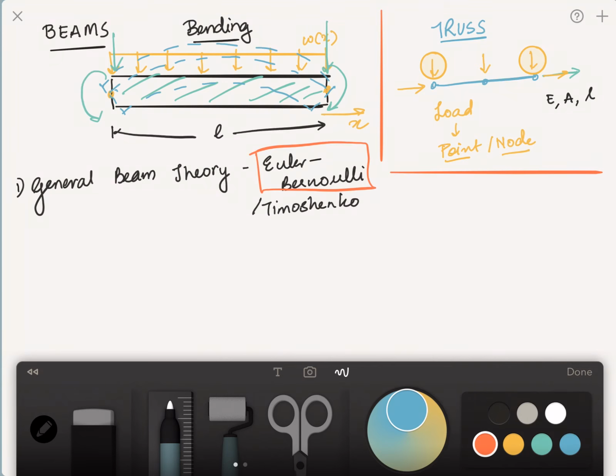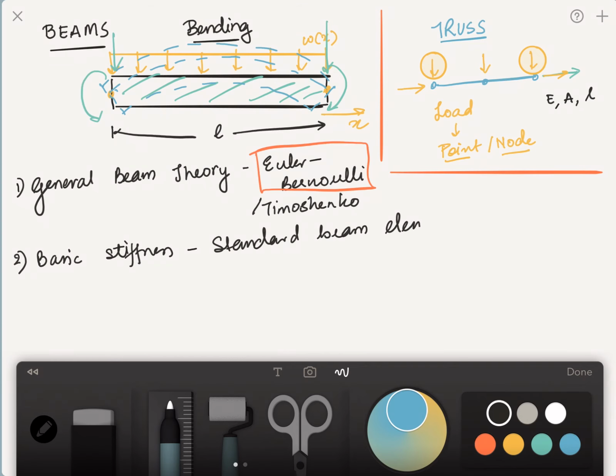So first we'll do the general beam theory. Following the certain beam theory, we'll have certain results which will help us in setting up the basic stiffness matrix for a standard beam element. And I will tell you in a few minutes what a standard beam element actually is.